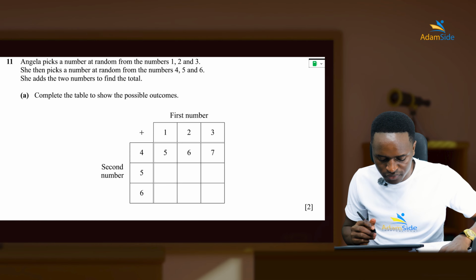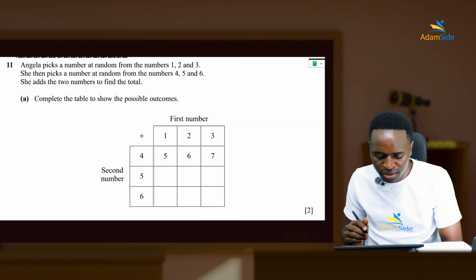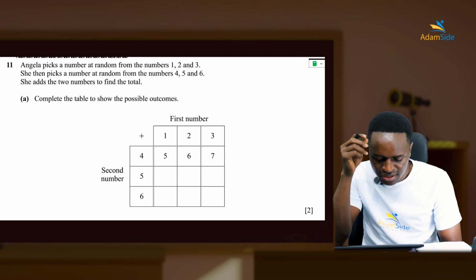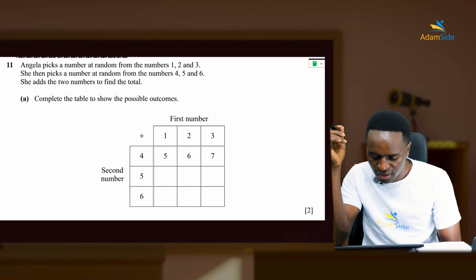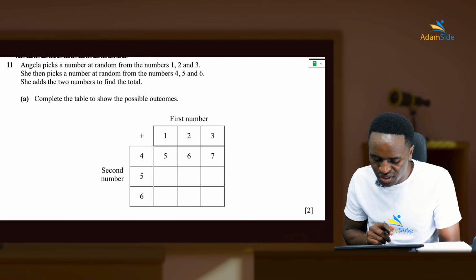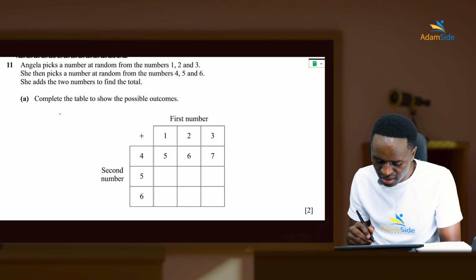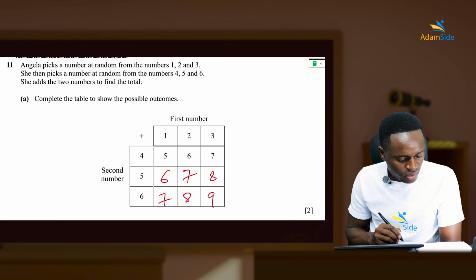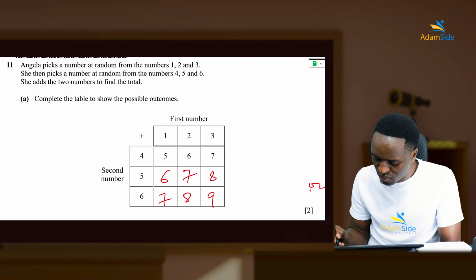Number 11. Angela picks a number at random from the numbers 1, 2, and 3. She then picks a number at random from the numbers 4, 5, and 6. She adds the two numbers to find the total. Complete the table to show the possible outcomes. So for the possible outcomes, you add. 1 plus 5, what do you get? You get 6. 2 plus 5, what do you get? 7. 3 plus 5? 8. 6 plus 1? 7. 6 plus 2? 8. Then 6 plus 3? 9. Correct. Then you get your 2 marks.